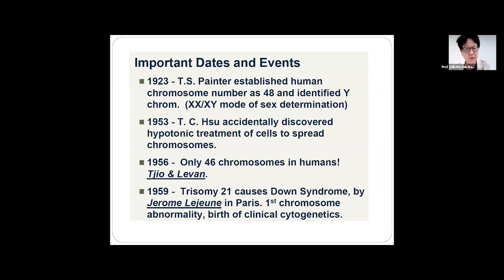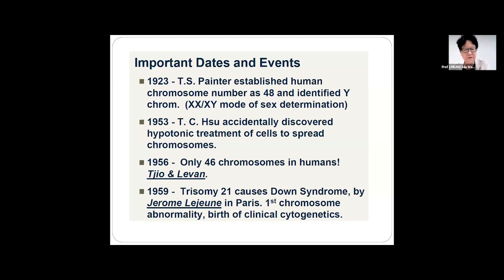Not until 1950, until 53, Dr. T.C. Hsu accidentally discovered hypotonic treatment of cells to spread chromosomes. And then in 56, using this hypotonic treatment of metaphase cells, we finally saw that the human chromosome number is 46, not 48.